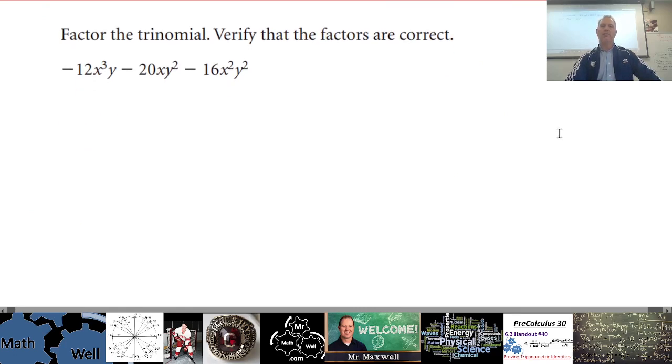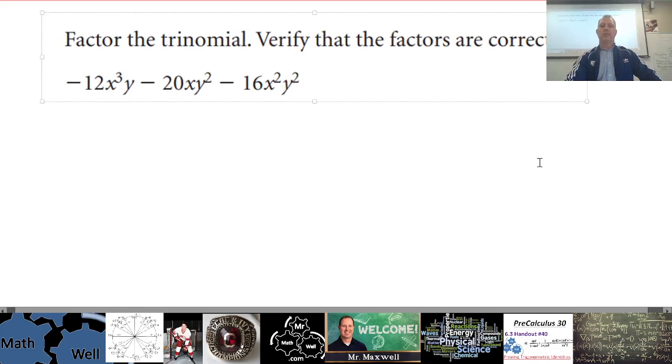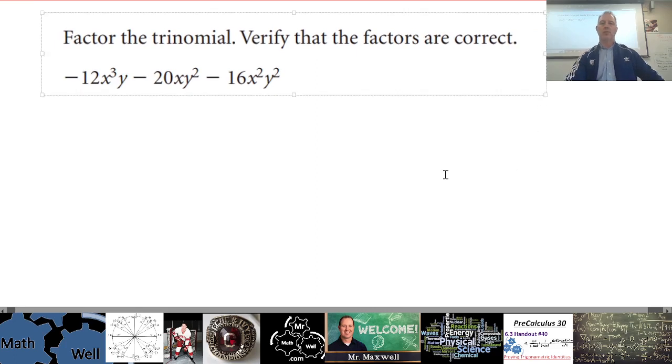Okay, do this one on your own. See if you understand what's going on. This looks pretty tricky, but do it exactly the same way that I showed you how to do it, and verify to make sure that you're correct. I'll give you a couple minutes to do that.